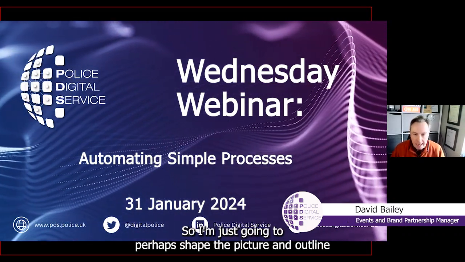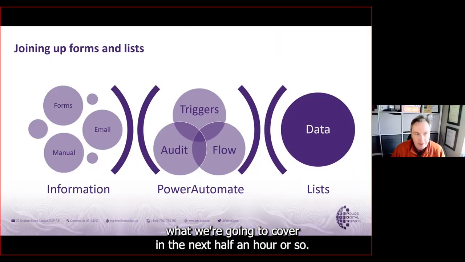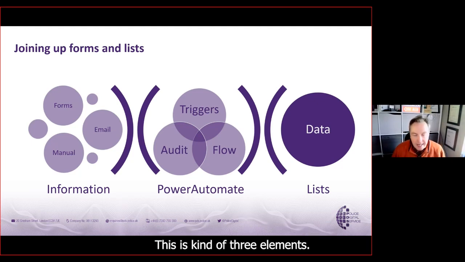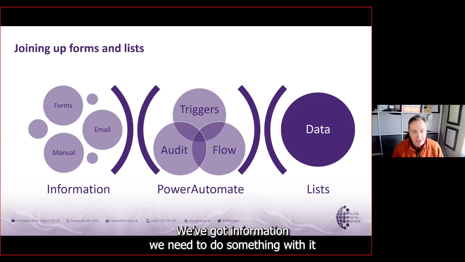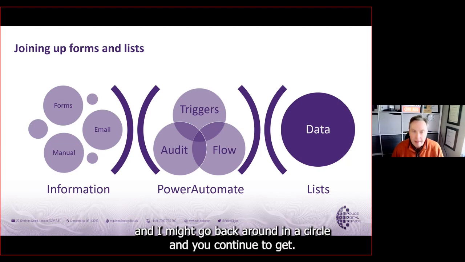So I'm just going to perhaps shape the picture and outline what we're going to cover in the next half an hour or so. The way I look at it, when we're dealing with data and processes, there's three elements. We've got information, we need to do something with it, and then we have data or something as an output, and that might go back around in a circle and you come to it again.